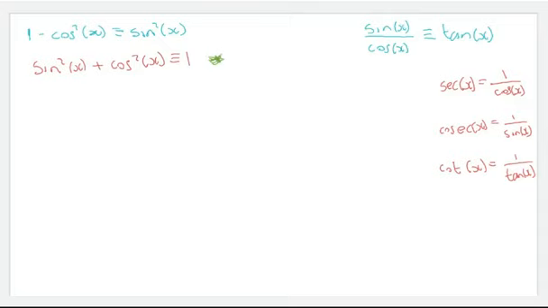Okay, what I want you to do now is using that identity, the sine squared x plus cos squared x is identical to 1, I want you to divide every term by cos squared x. Divide every term by cos squared x and see if you can simplify all 3 terms. So I'll give you maybe a couple of minutes just to have a go.